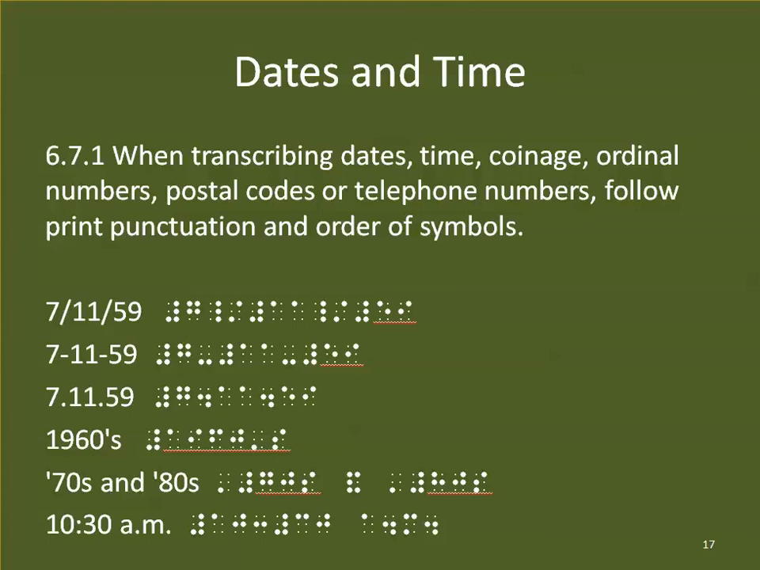A colon is a colon no matter what, no matter where, so we don't need anything special designating it as a colon. So it's just 10 and then colon, numeric mode indicator again because the colon just terminated numeric mode, and then 30 for the minutes.